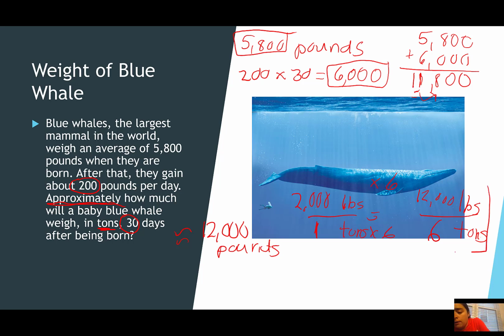And we know the number has to get smaller because tons are so much heavier than pounds. So it only takes 6 of them to equal the approximate weight of the whale, which is 12,000 pounds.